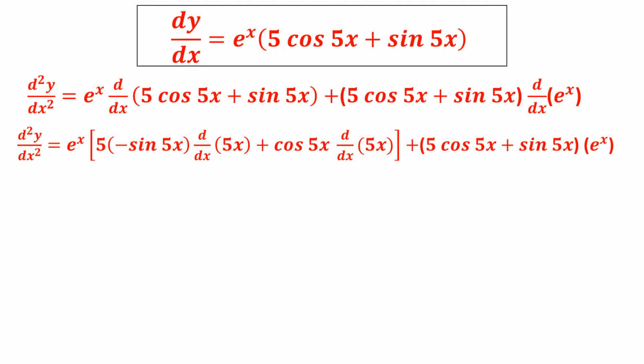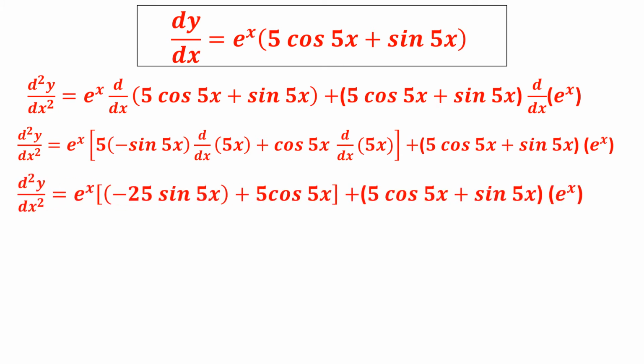Be careful. Cos x is minus sin x, but cos 5x is not minus sin 5x. You have to differentiate that 5x once again, plus cos 5x into differentiation of 5x, plus 5 cos 5x plus sin 5x multiplied by derivative of e power x, which is e power x only. Again, by continuing, differentiation of 5x is 5. Therefore, taking 5 multiplied with 5, it is minus 25 sin 5x plus 5 cos 5x. There it is 5 cos 5x plus sin 5x into e power x.